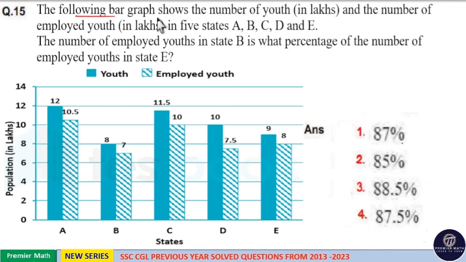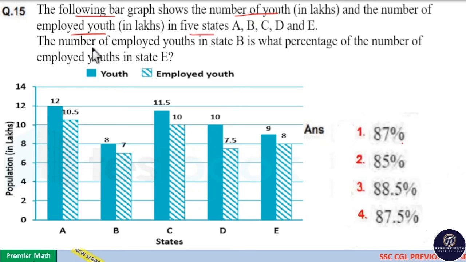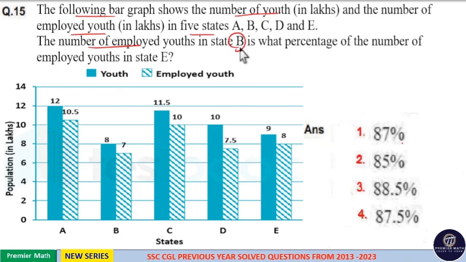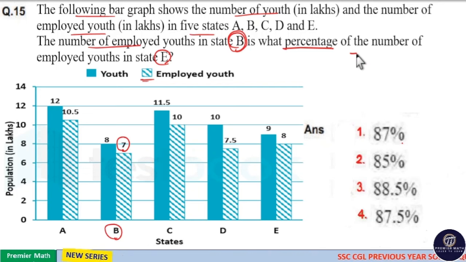The following bar graph shows number of youth and number of employed youth in 5 states A, B, C, D and E. Number of employed youth in state B is what percentage of number of employed youth in state A. Here employed youth means this hatched pattern. Now we need employed youth in B. In B there are 7 parts employed youth and employed youth in E is equal to 8 parts.